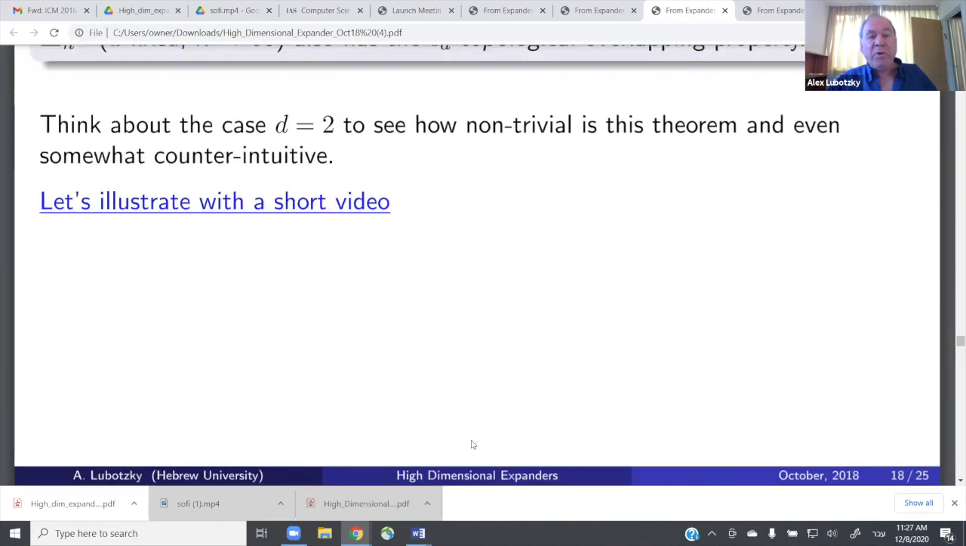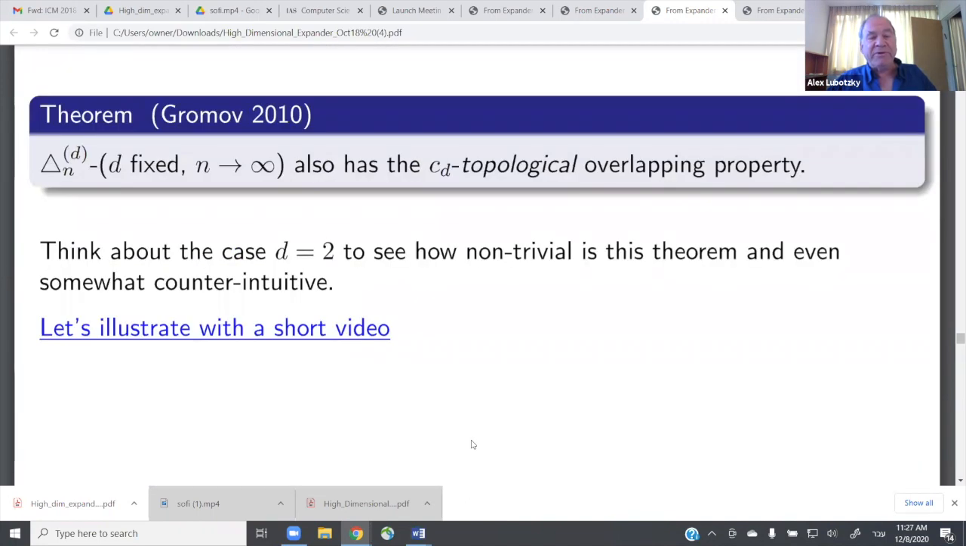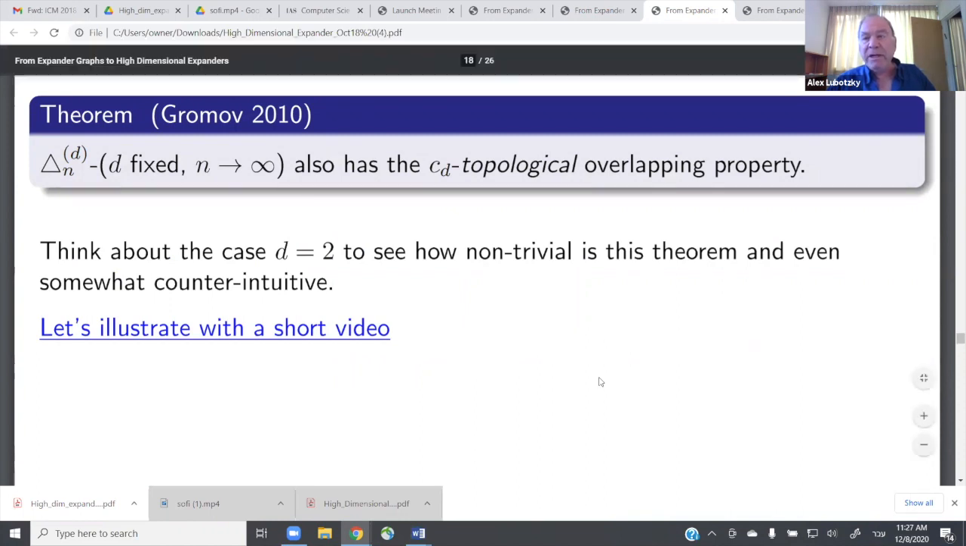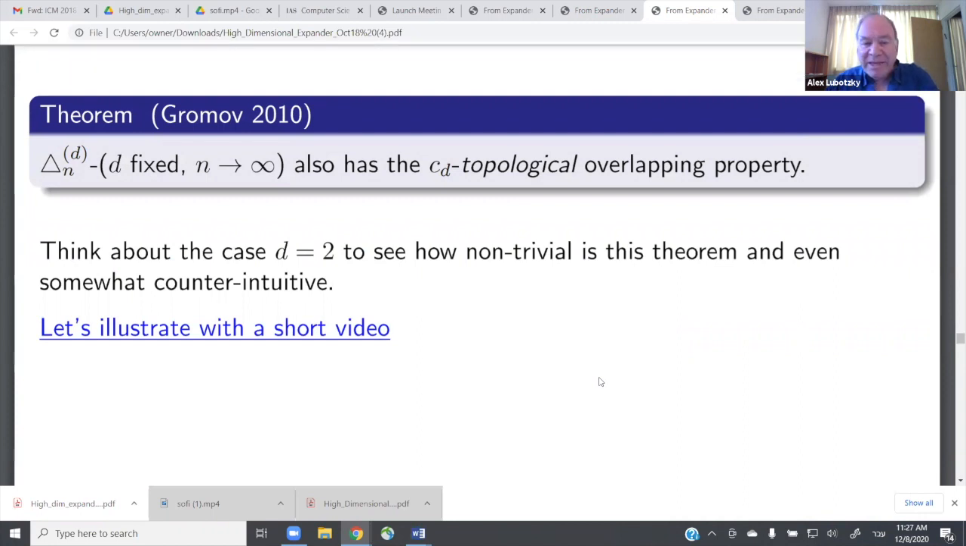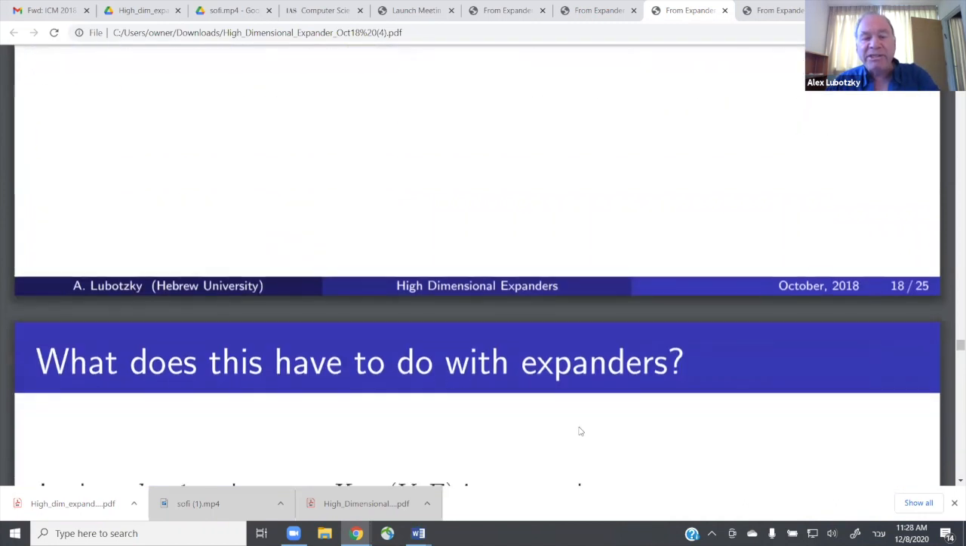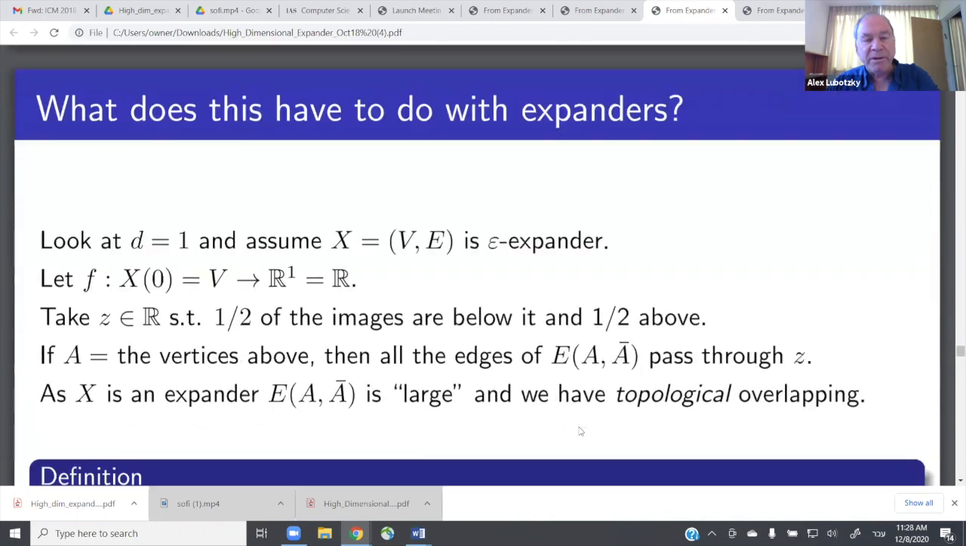So what does all this have to do with expanders? This is a very beautiful story, but why did we bring it here? The reason we brought it here is that this is really a generalization of the concept of expander. And here I want to use Avi's remark. Look at the case D equals 1.